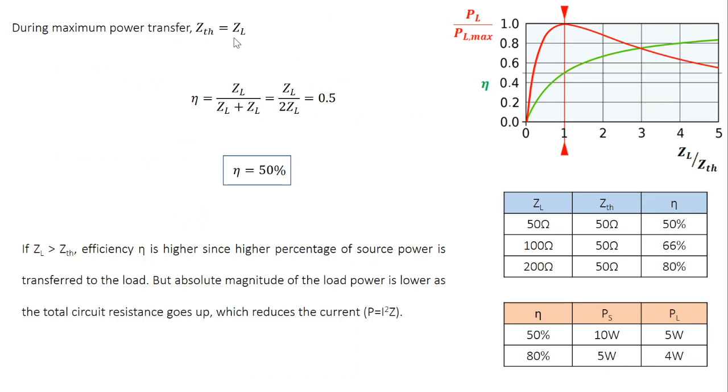Let's quickly calculate the efficiency during maximum power transfer. We know that at the maximum power transfer point, Z_TH equals Z_L. So efficiency equals Z_L divided by (Z_L plus Z_L), which is Z_L divided by 2 Z_L, that is 0.5, or 50%. Now, this may be counterintuitive to most of you, because I say that maximum power transfer happens at Z_TH equal to Z_L. So you would expect the efficiency of power transfer to also be maximum, most likely 100%. But here we see that even though maximum power transfer happens, efficiency is only 50%.